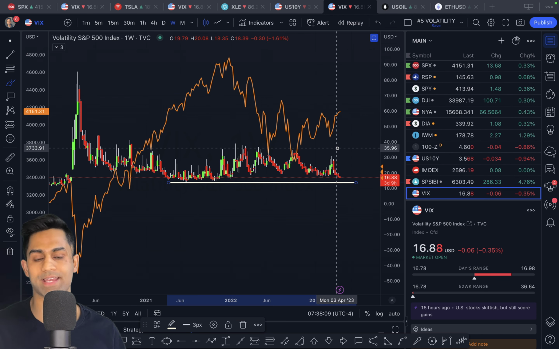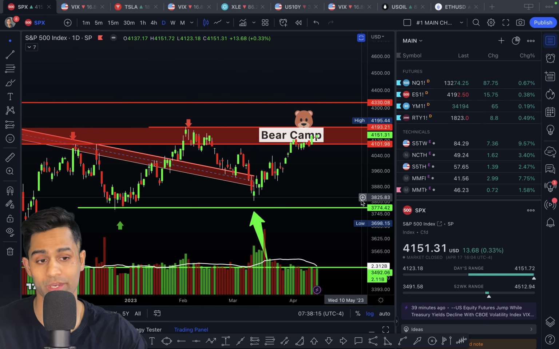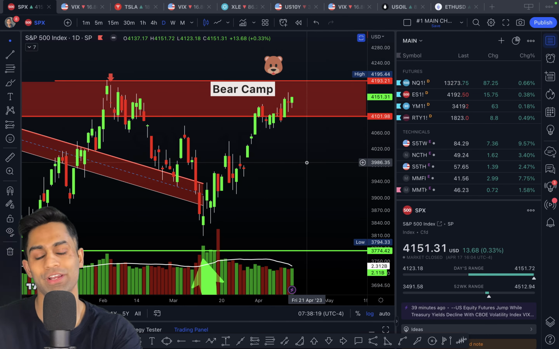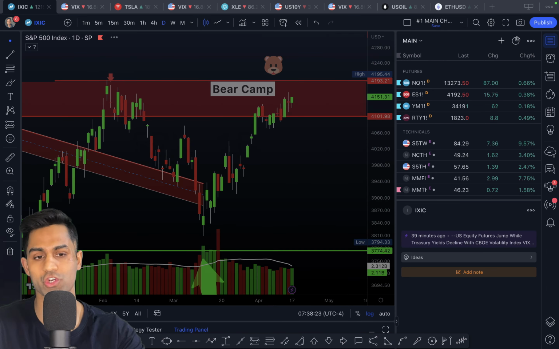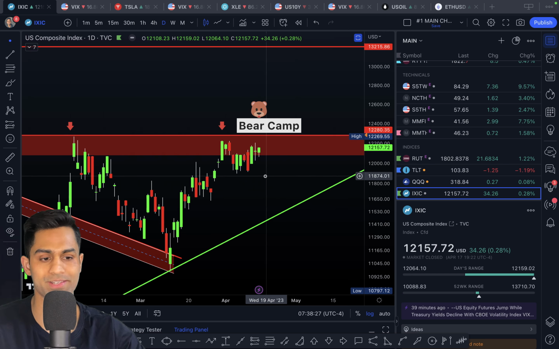So again, it's going to be a real question of technicals here. The S&P 500 is once again approaching that resistance of 4,200 inside that bear camp that we have talked about. So that's a real test of resilience between the bulls and the bears, and of course the Nasdaq is also approaching that level inside this bear camp, and 12,300 is going to be that level to watch.